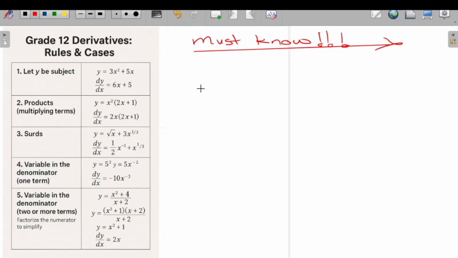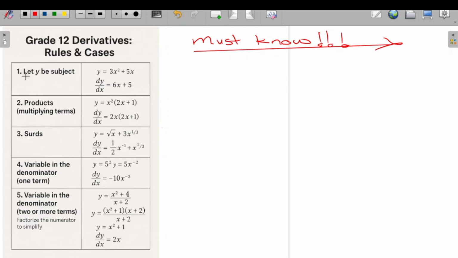So guys, in this video, I'm going to be introducing derivatives or differentiation. These are the questions when we are being asked to find the derivative when we are not using the first principles. Okay, so we have five cases that come under these questions.